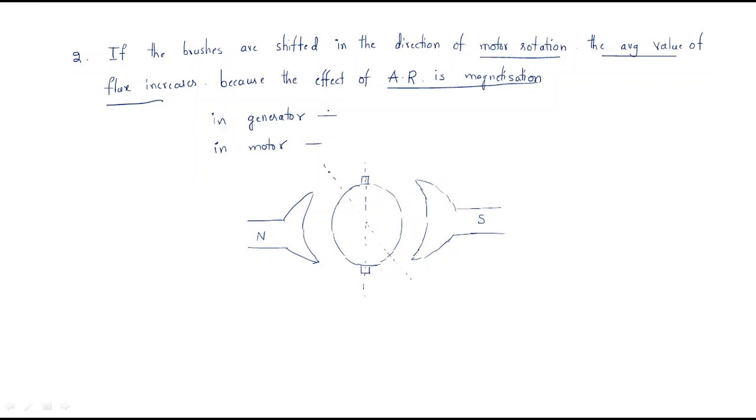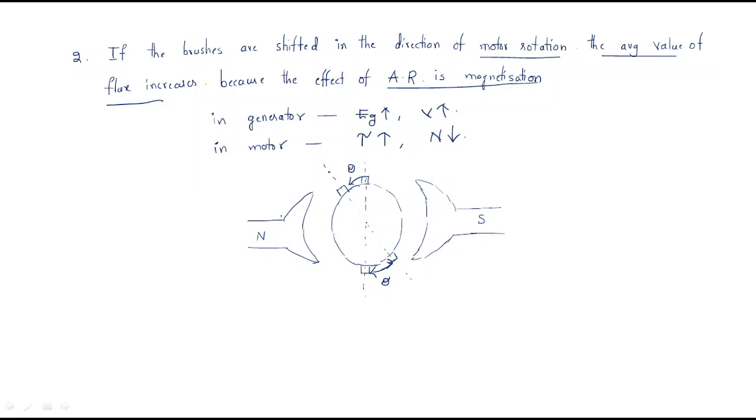You know that. What happens whenever the generated EMF value increases, the voltage value increases. In a motor, the torque value increases and the speed value decreases. So this will be shifted in this form, and this will become theta. It will become the same shifting theta.